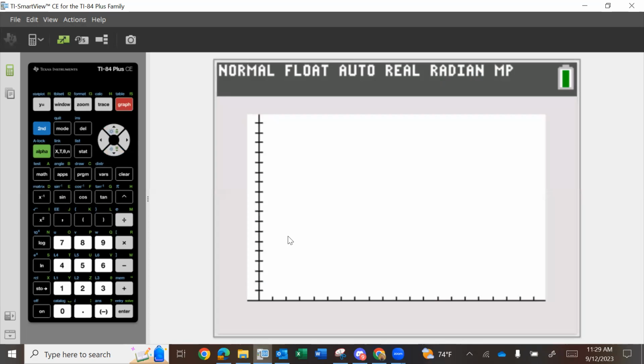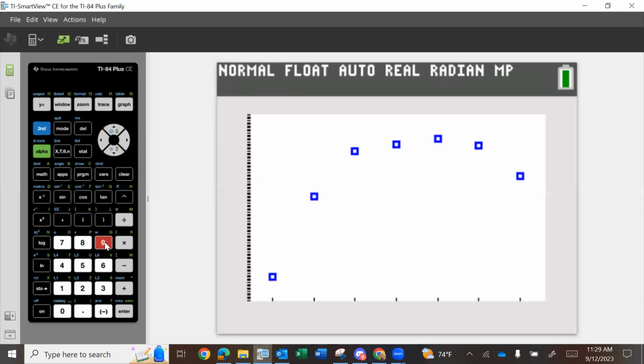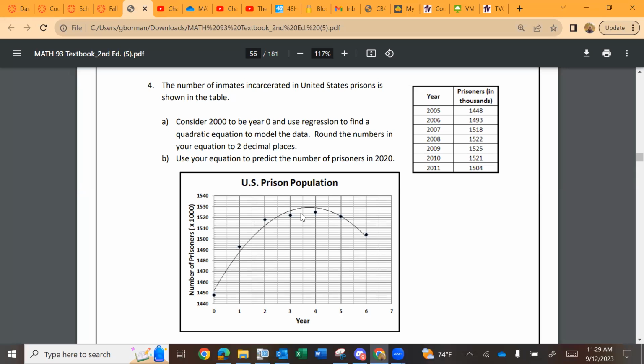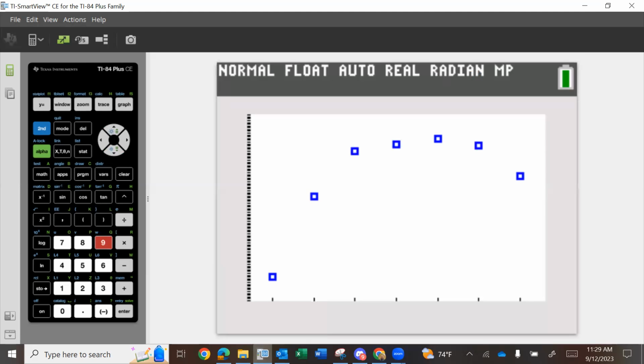Mine didn't show up when I hit graph. That's because they're off camera. I've got to aim the camera differently. So I'm going to go zoom 9. Option 9 will show them. And you'll notice those points look about like what we've got over here. Just looking at it, you can say, yeah, that looks like a quadratic pattern. It's going up and then it's coming back down. Cool.